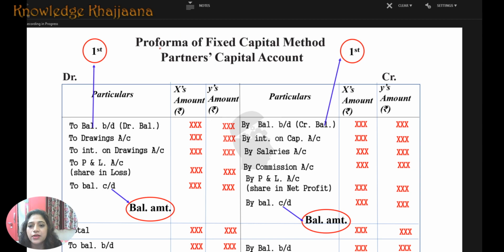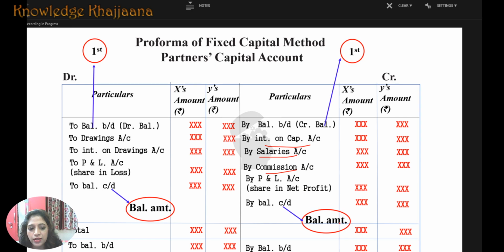Okay, when we maintain the partner's capital account, what is the pro forma? Always, by balance brought down, that is the credit balance, will come first, or to balance brought down, that is the debit balance, will come first. Then all the remaining items: interest on capital, salaries, commission, then profit, whatever the distribution of profit is shared.